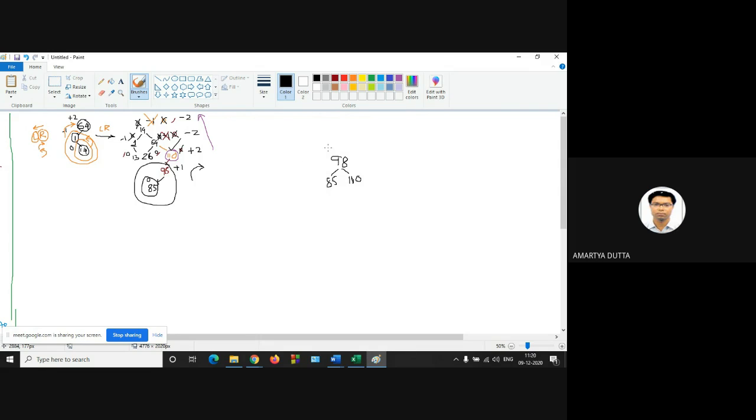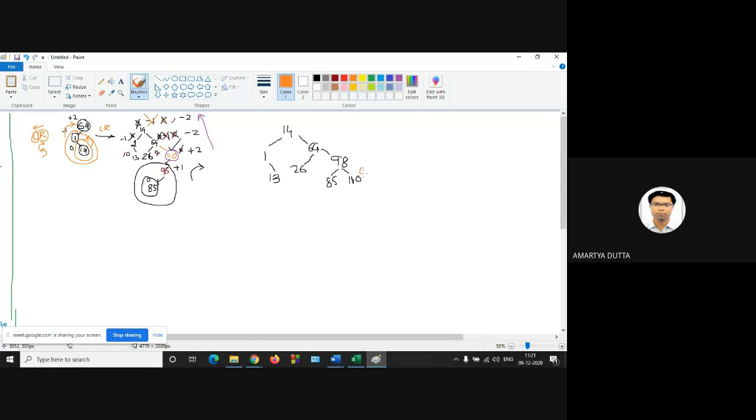Then there will be 64. From 64, this will be the tree. I'm just writing the normal tree: 26. From 64, we are getting the root 14. From 14, we are getting the root 1. From 1, we are getting 13. Now check whether it is balanced or not.